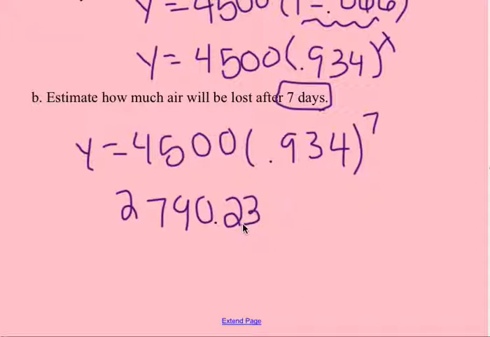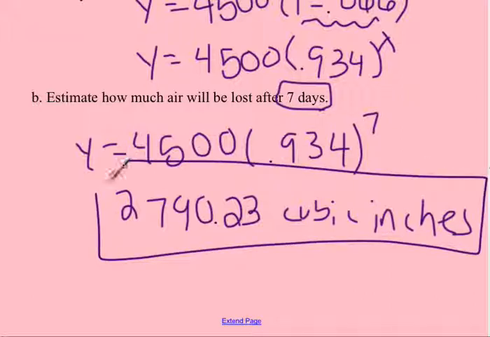2,790.23. You can have a decimal here because you can have a percentage of a unit of air. That's what I was trying to say. If I could spit my words out today, that'd be fantastic. Okay, so that's your answer for part B.